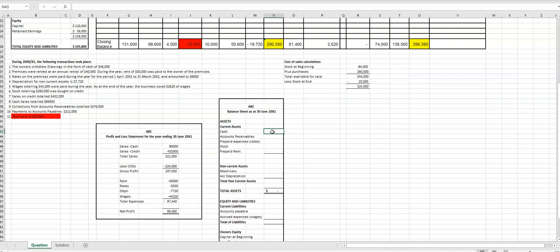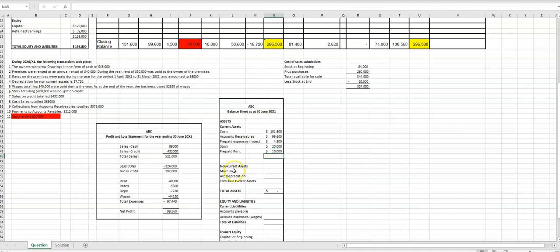So we have our cash. So our cash is this column here of 131,600. Our accounts receivable is this one at 99,600. Whoops. We probably need to put in the additional zeros there. Our prepaid expenses, being our rates, is 45,000. We have stock, which we're also told in our question, of 20,000. And our prepaid rent, so our prepaid rent here being 10,000.